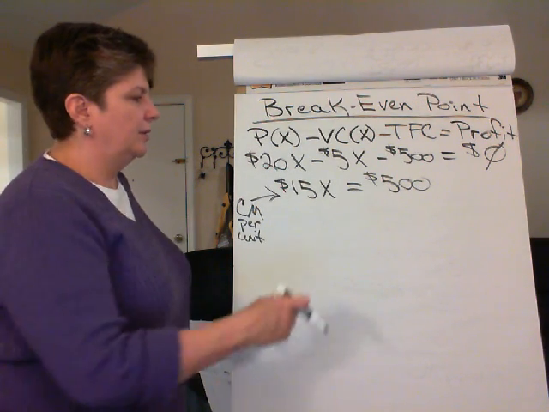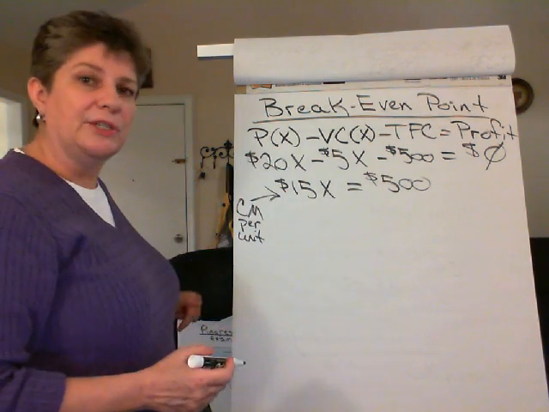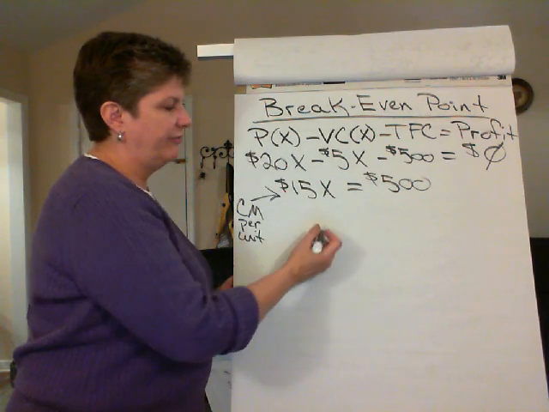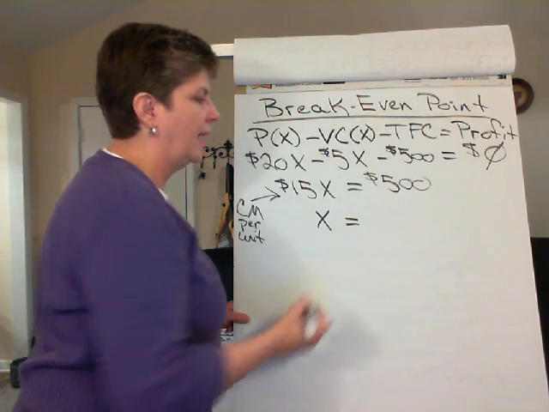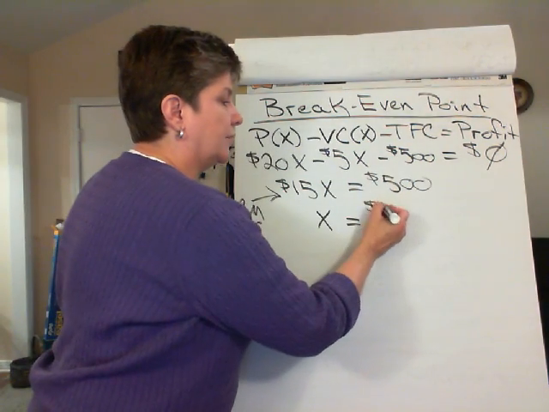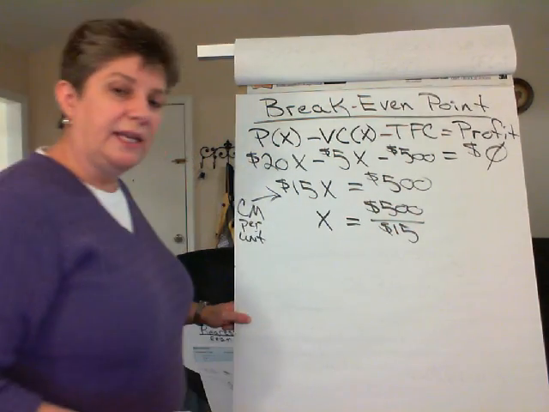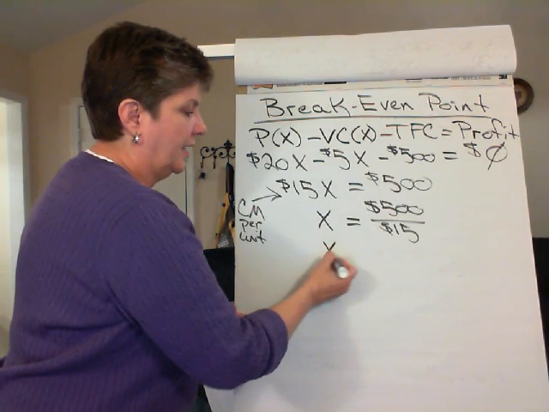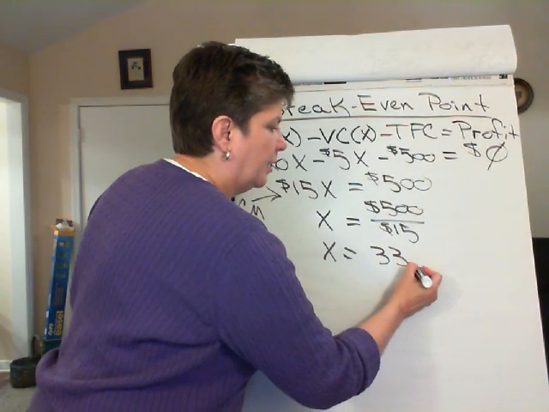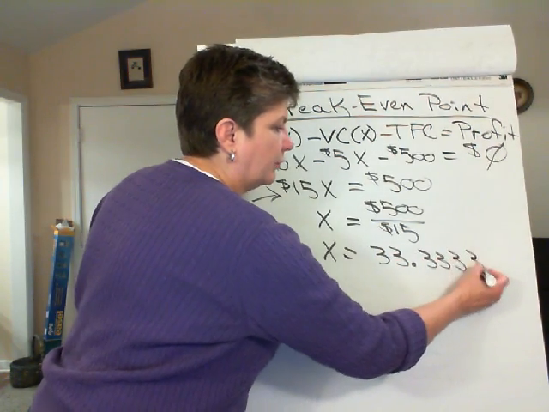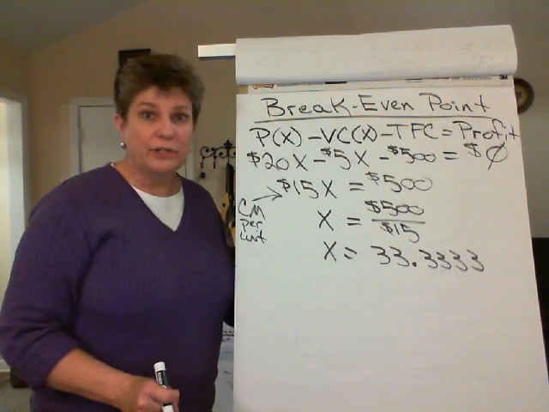And the next thing we need to do is solve for this unknown X, and we do that by dividing both sides by 15. 15x divided by 15 is going to equal X. The 15s offset one another or wipe each other out. And on the right-hand side of the equal sign, 500 divided by 15. And then we do the math. X is equal to 500 divided by 15. That is 33.3333.